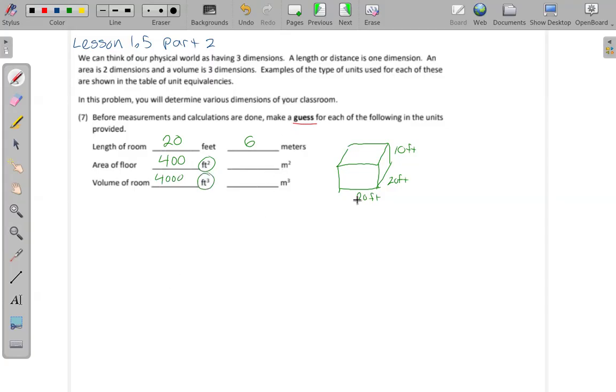As far as meters go, if I thought that was 20 and that was 20 and this was 6 meters, then that's probably about 6 meters too. And that would be about half that. So that would be about 3 meters. So 6 times 6 is 36. 36 times 3 is 90, and 18 for 108. And you should check that on a calculator. So those are my guesses for the classroom that I was in.